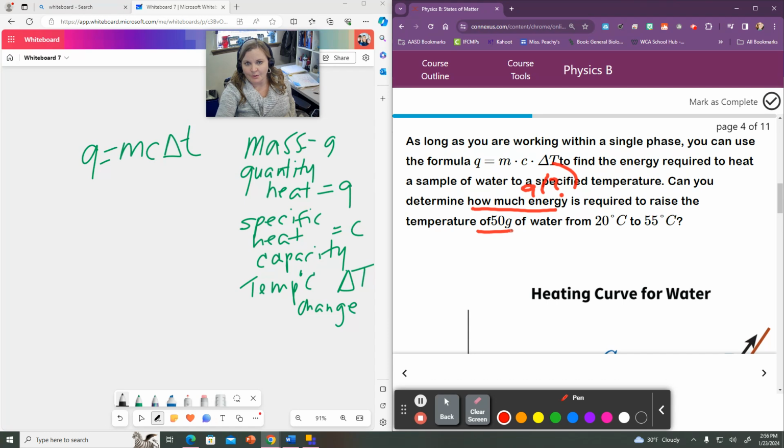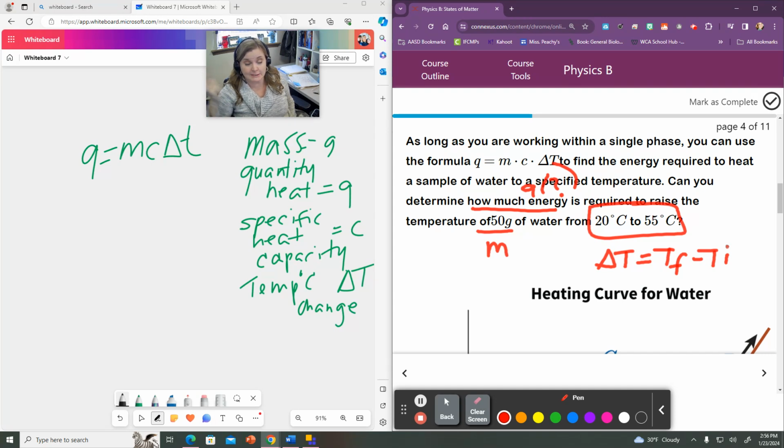We have our mass, and it says in grams, so we don't have to convert anything here. Grams is what we're looking for. We have our delta T. It's going from 20. So remember, delta T is the final temperature minus the initial temperature. So delta T would be equal to final minus initial. It's always final minus initial.